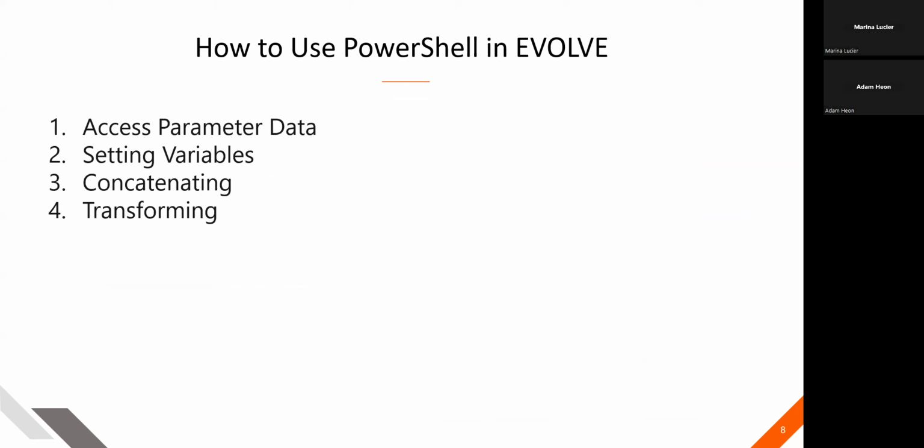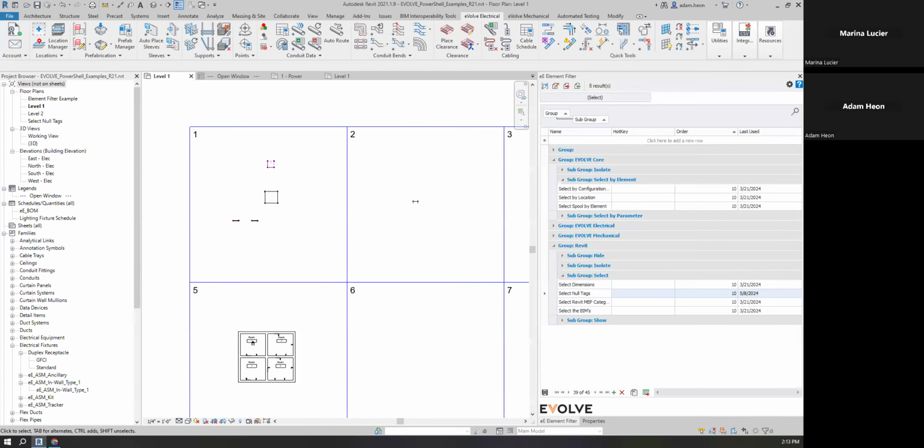All right. So these are the few things I'm going to walk through as far as how we're going to use it. We're going to show how to access parameter data, setting variables, what that means, why we're going to do it, concatenating parameters or variables, which is going to be a common thing that's leveraged, and transforming data and doing stuff with it. That'll be one of the last things that I show. Those are the four main focuses of what we're going to cover here. So let's get into it. Just minimize this.